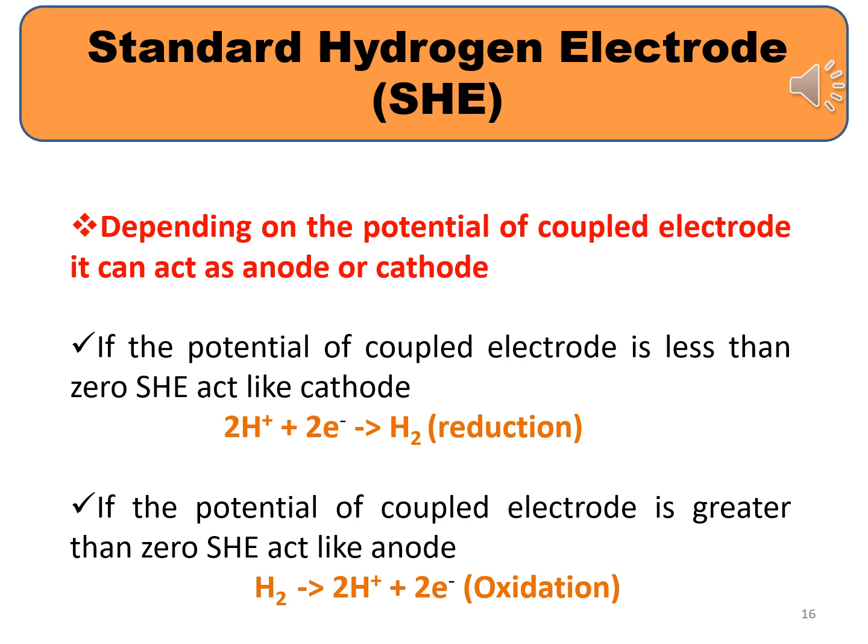The potential of standard hydrogen electrode is taken as 0. Depending on the potential of the coupled electrode, SHE can act as either anode or cathode. If the potential of the coupled electrode is less than 0, then SHE will act like a cathode and undergo a reduction reaction, 2H+ + 2 electrons giving H2. And if the potential of the coupled electrode is greater than 0, then SHE will act like an anode and undergo an oxidation reaction, H2 giving 2H+ plus 2 electrons.